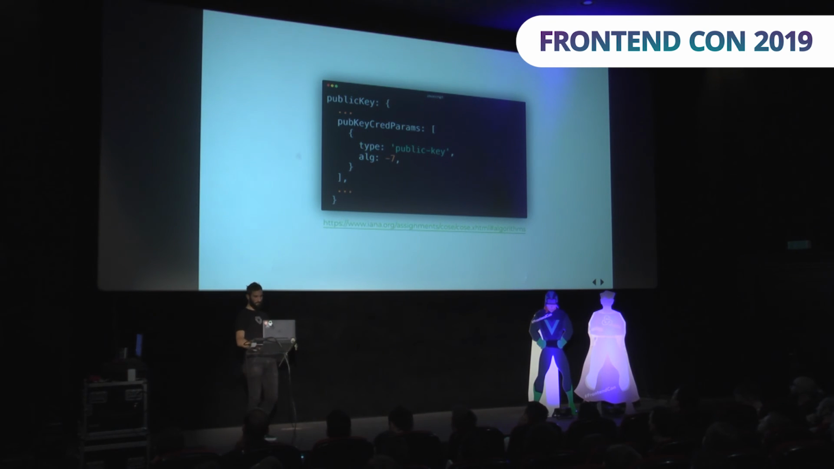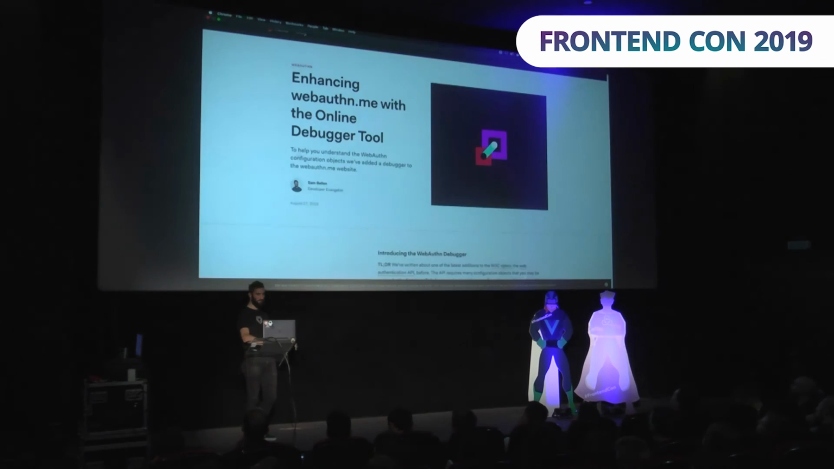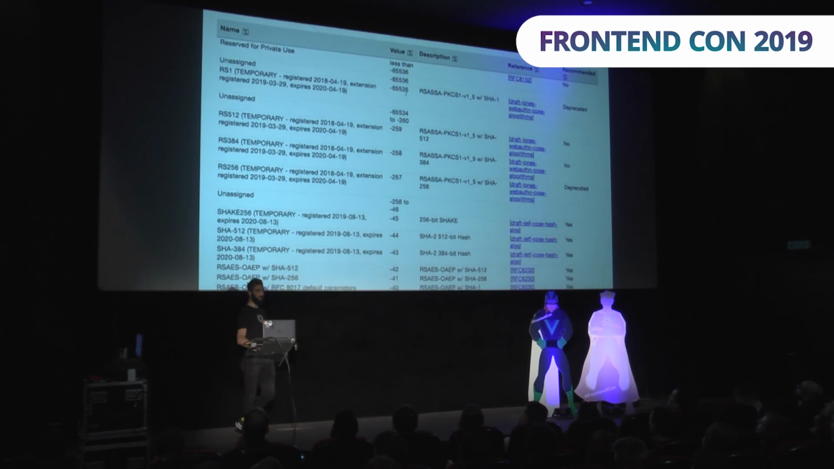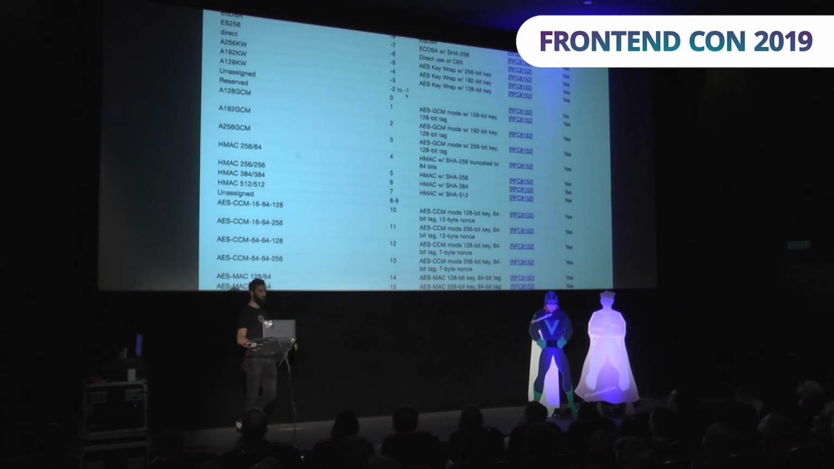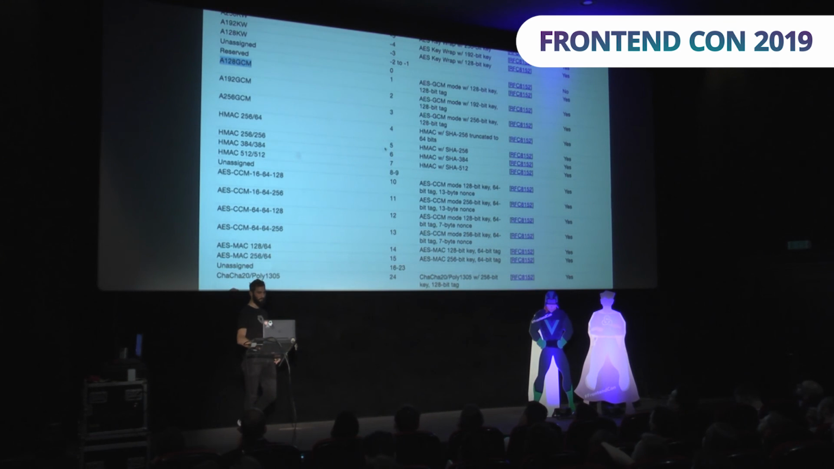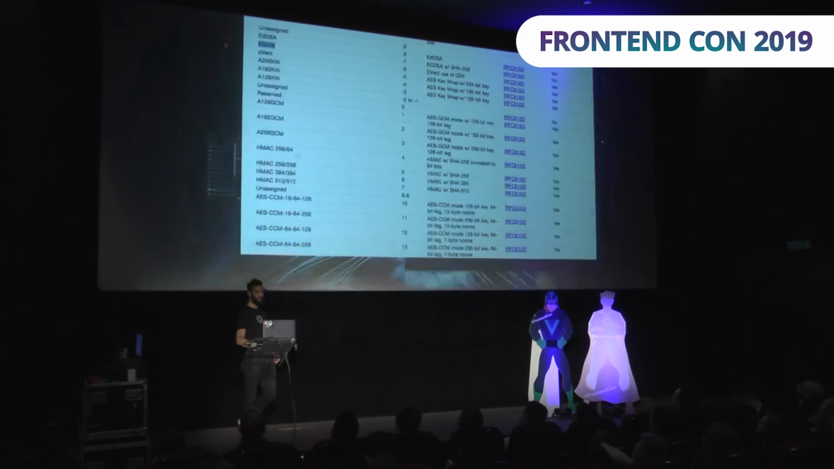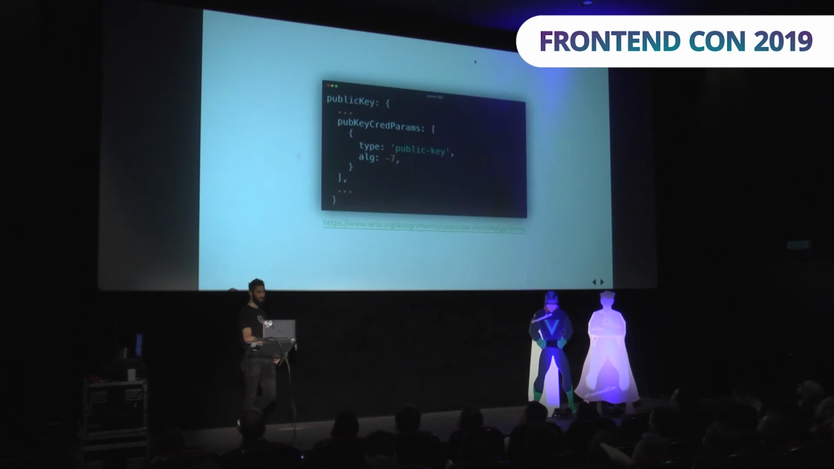There's a whole list of these, right here, which has a value in numbers, so you don't have to type the exact algorithm names. So if you look up -7, I think, you will find that it's ES256, which means that in this example, we'll allow ES256 as the algorithm to sign the challenges. It's an array, you can pass along as many as you want. Just know that there's a list out there with all the supported algorithms.